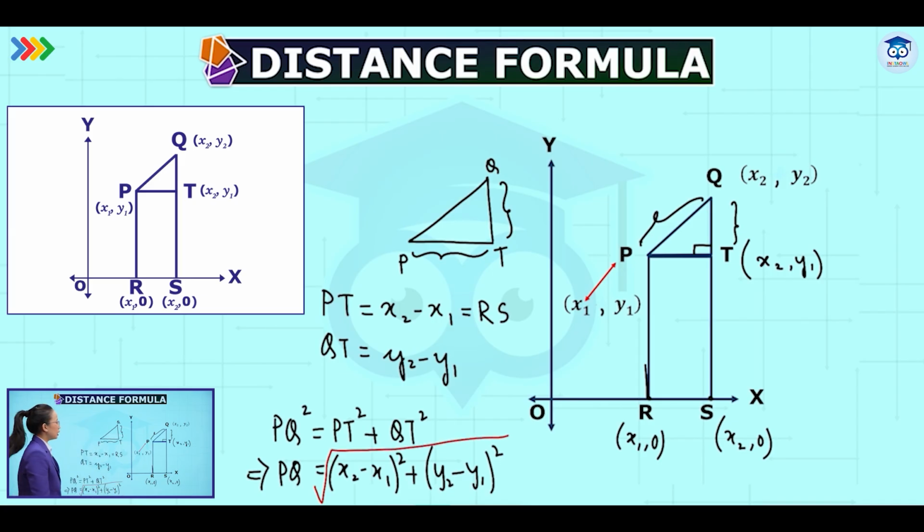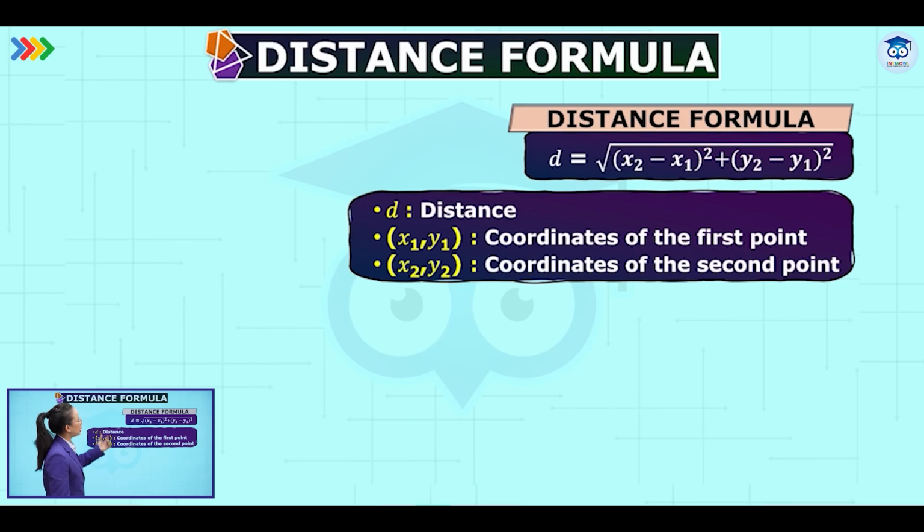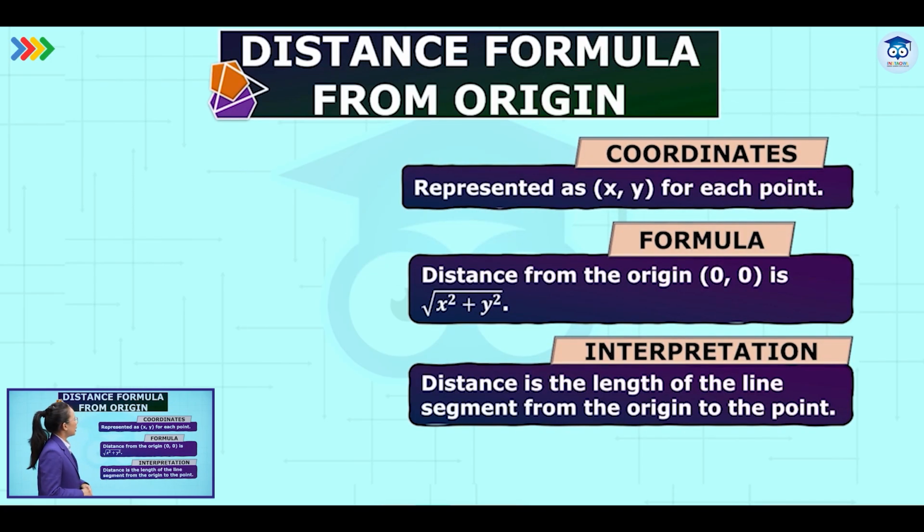Therefore the distance formula with the coordinates (x1, y1) and (x2, y2) is nothing but the square root of (x2 minus x1) the whole squared plus (y2 minus y1) the whole squared. That's how we have the distance formula. D is nothing but the under root of (x2 minus x1) the whole squared plus (y2 minus y1) the whole squared. So we are taking (x1, y1) as the coordinates of the first point and (x2, y2) as the coordinates of the second point.